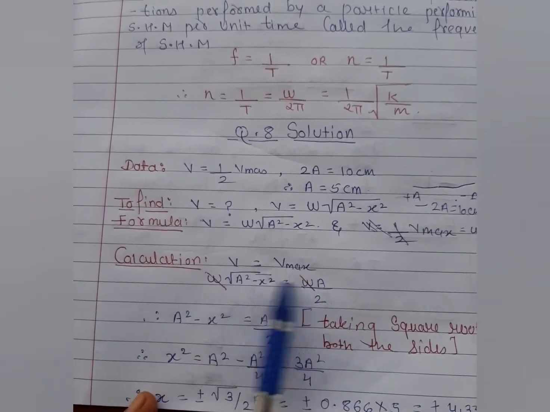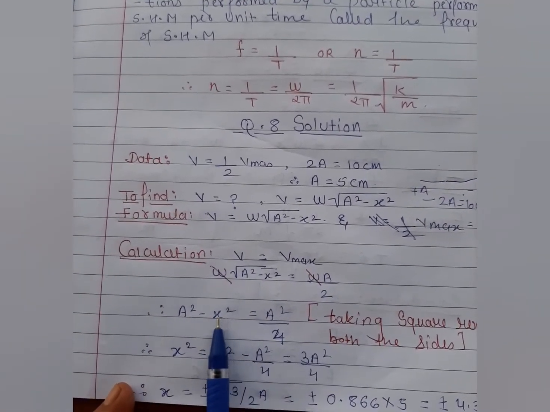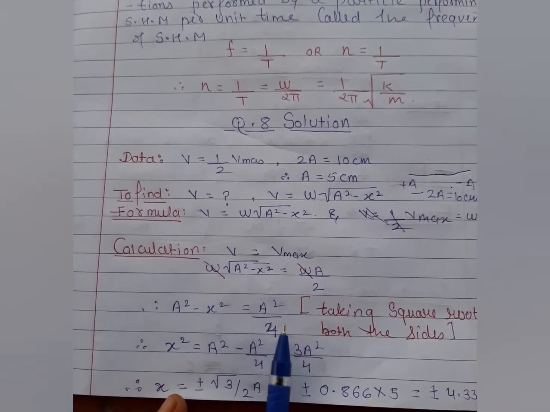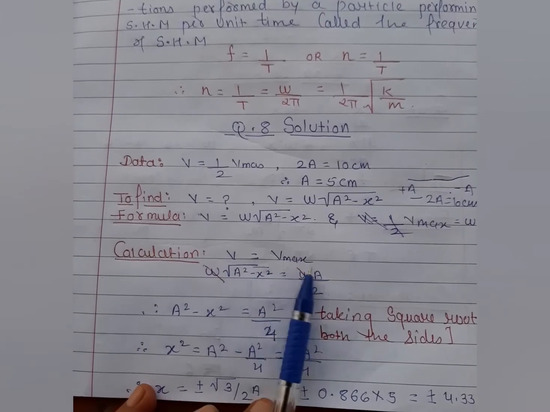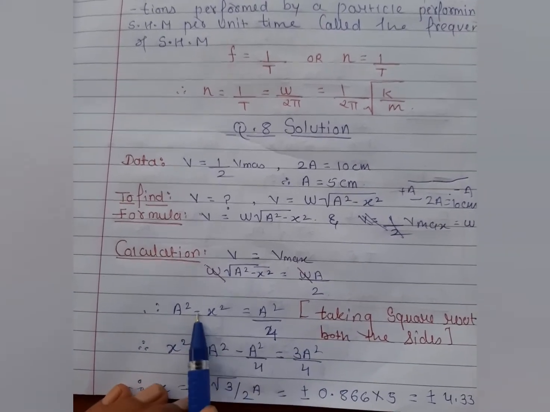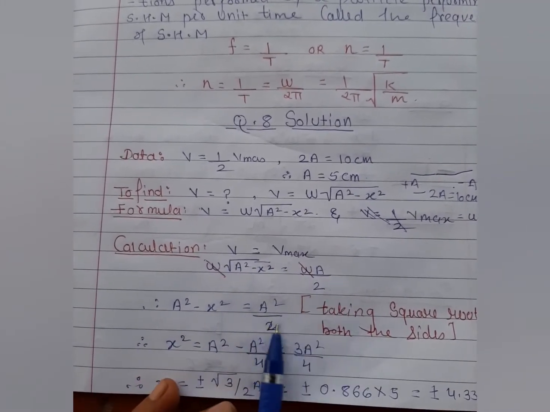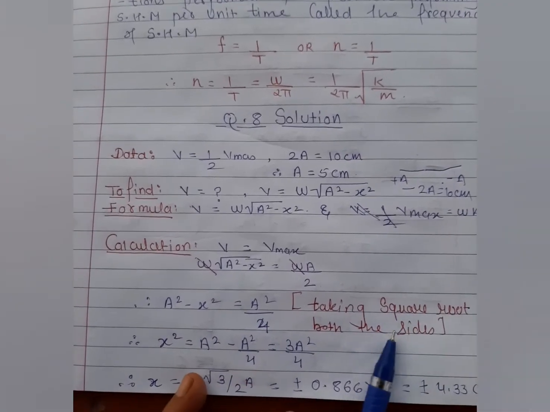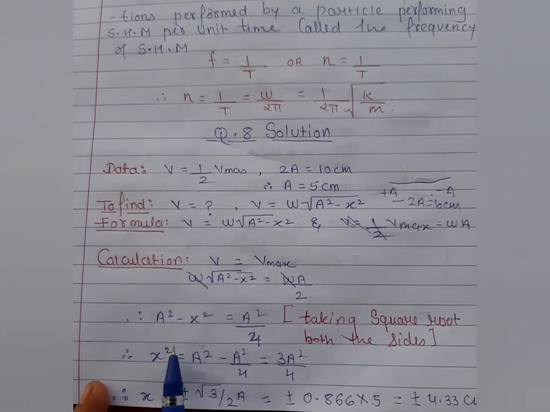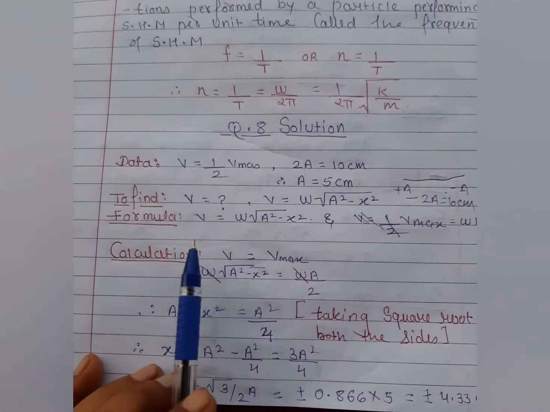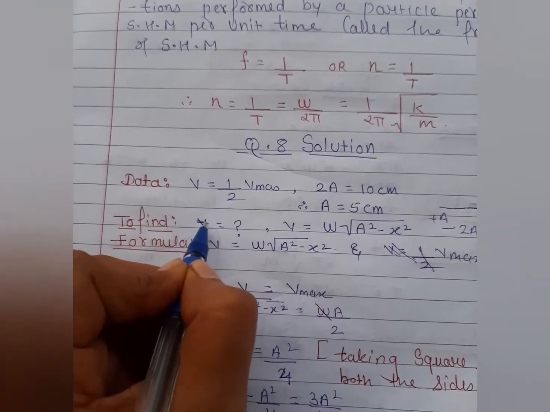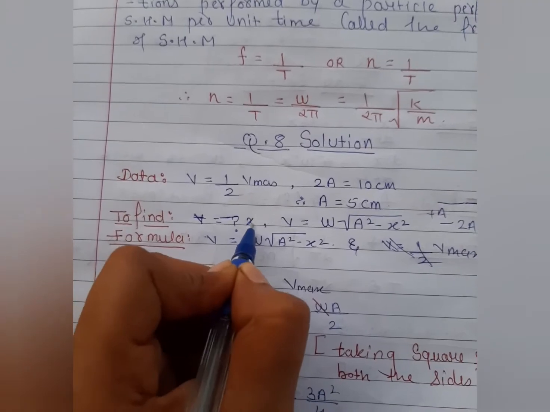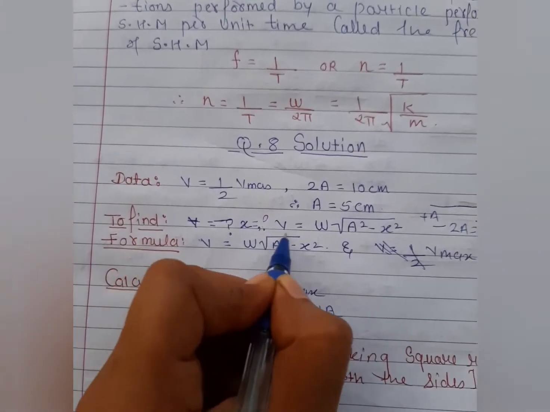So omega gets cancelled out, and we have a square minus x square equal to a square by 4, after removing the square root by taking the square on both sides. So here we have to find the total displacement. It means we have to find the value of x. Sorry students, we have to find the value of x, that is the question mark.